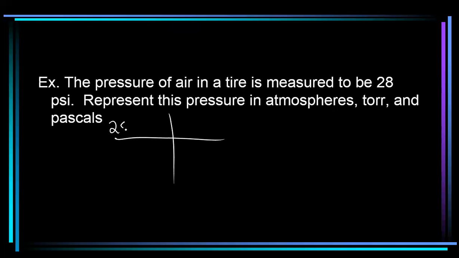Okay, what do we put down here in the denominator? PSI. What do we put up here? Atmosphere, which is an abbreviation of ATM. Now that you've memorized that list, it's 14.7 PSI.